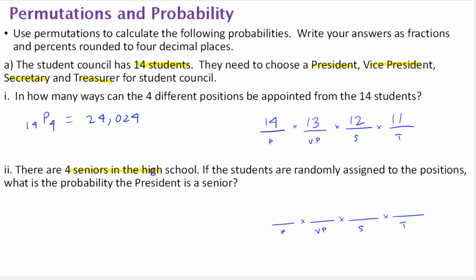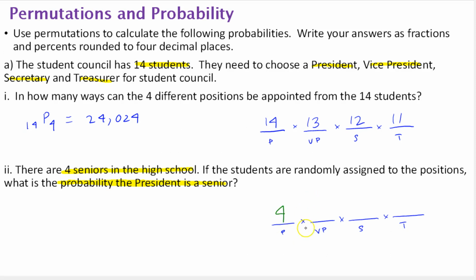There are 4 seniors in the high school. If the students are randomly assigned to the positions, what is the probability the president is a senior? So notice we're finding a probability now. We found the total number of ways that these positions could be filled by any student. Now we're going to specifically find the ones where the president is a senior. So since there's 4 seniors, when we go to choose the president, we only have 4 options.